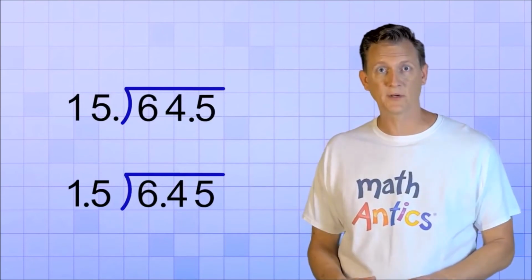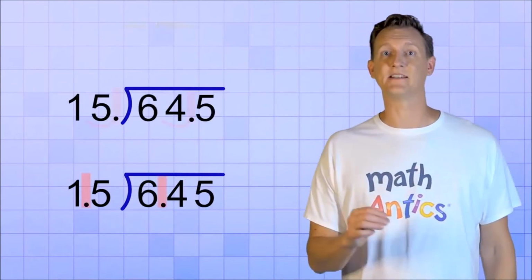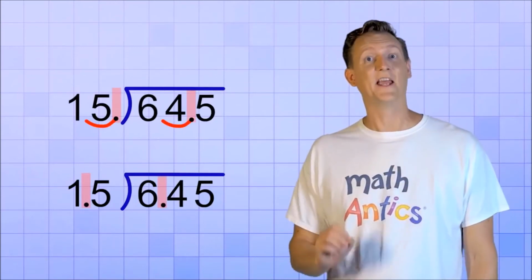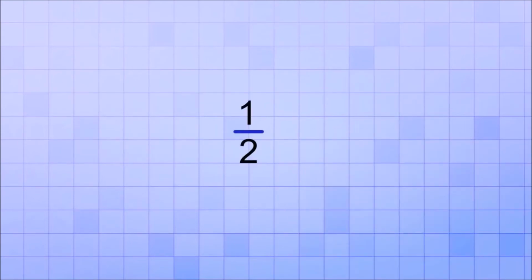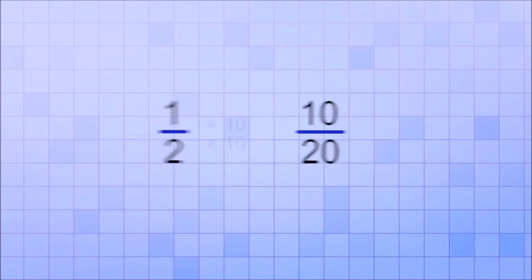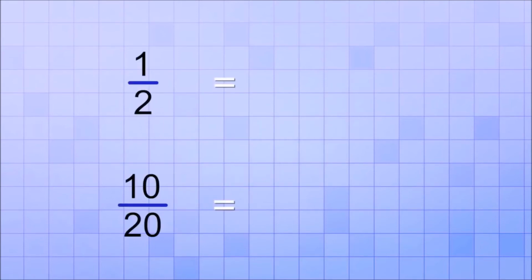That only works because we shifted the decimal point in the divisor and the dividend by the same amount in the same direction. And you'll realize why that works if you remember equivalent fractions. Think about the fraction 1 over 2. That's the same as 1 divided by 2, right? Okay, but what if I multiplied both the top and bottom number by 10? That would give me 10 over 20, which is equivalent to 1 over 2. Even though it uses different top and bottom numbers, both represent the value 1/2.